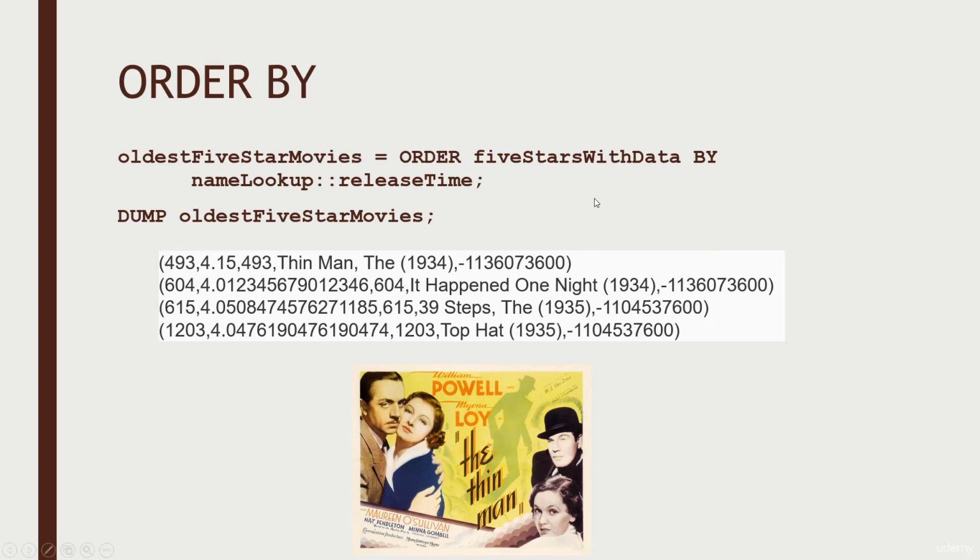Last thing we need to do is order things by the release date, and then we have our answer. To do that, we use order, and we can just say order 5 stars with data by, and remember we had to use that weird colon syntax to actually get the field name that we want: name lookup colon release time. Since we converted that to epoch seconds, that actually sorts nicely numerically, and we can just dump out the results. And that will actually give you all of the 4+ star rated movies sorted by release date, but we're just going to print out the first 4 here for the purpose of this slide.